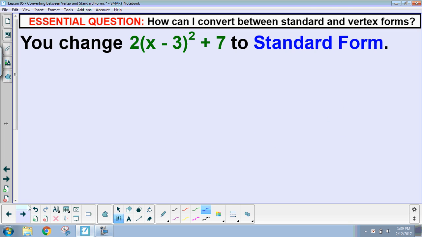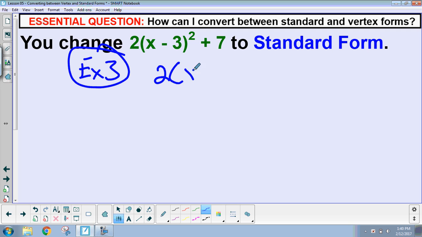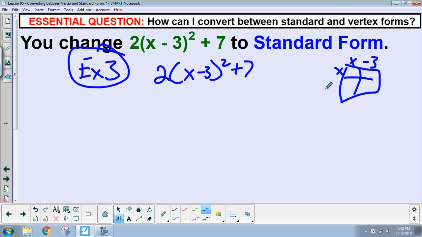Alright, and here's one more. Again, pause the video, give it a shot. Alright, this will be example 3. I think it'll be our last one, as far as converting vertex form to standard form. So 2 times x minus 3 squared plus 7. I'm going to use my Punnett squares again. And again, if you're past this Punnett squares thing, that's great. If not, there's no shame in doing it until you get it.